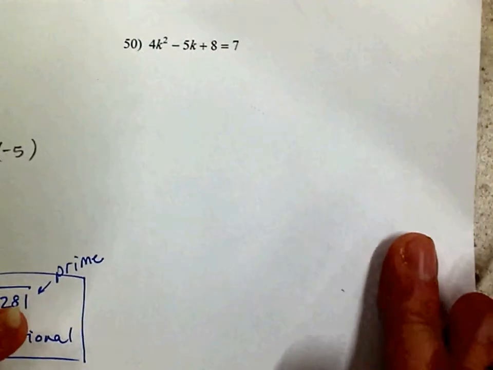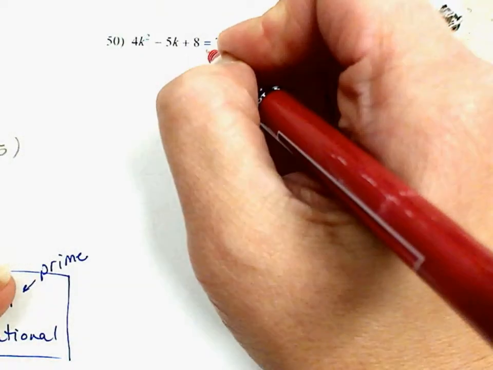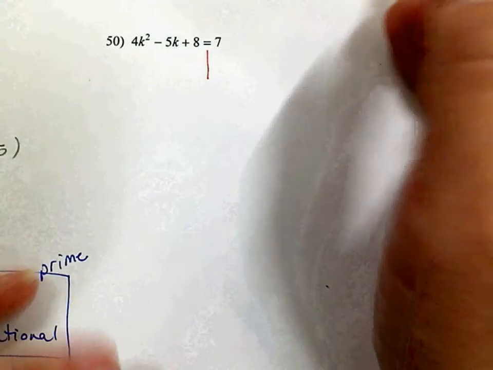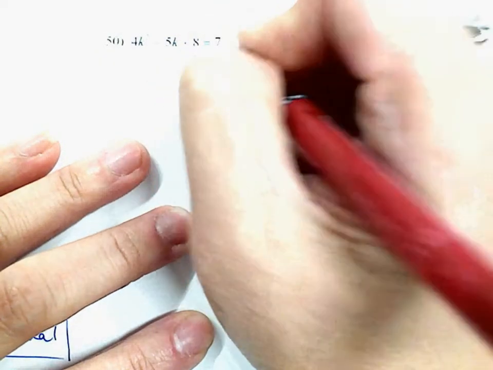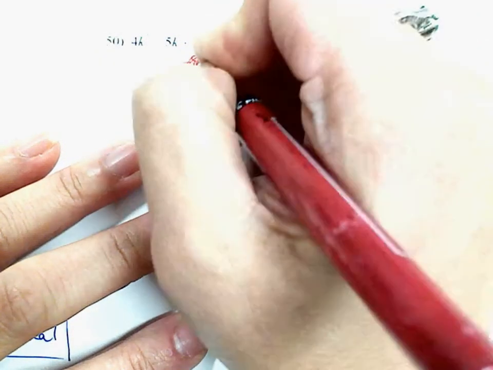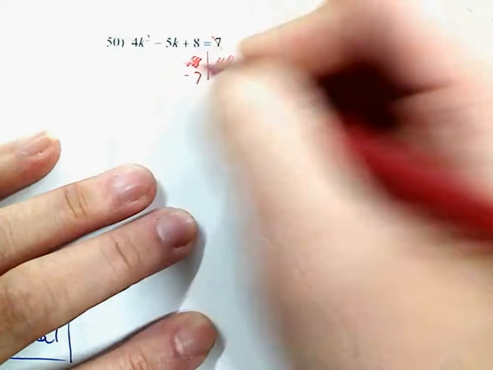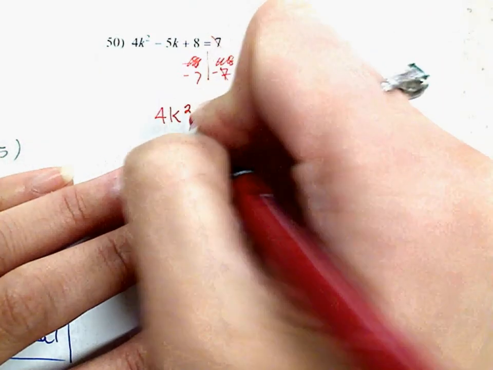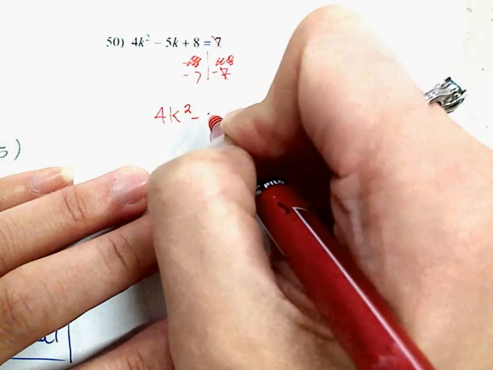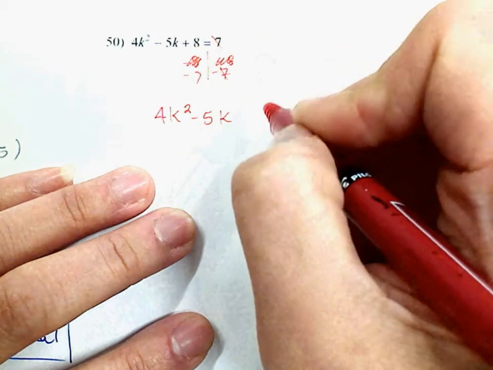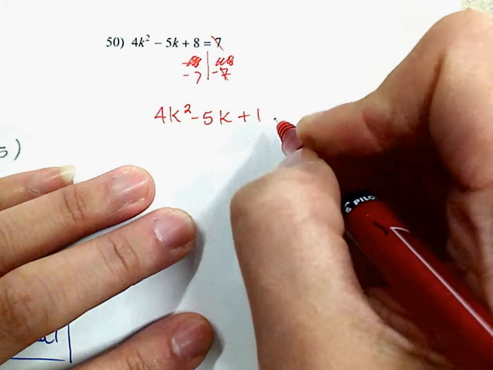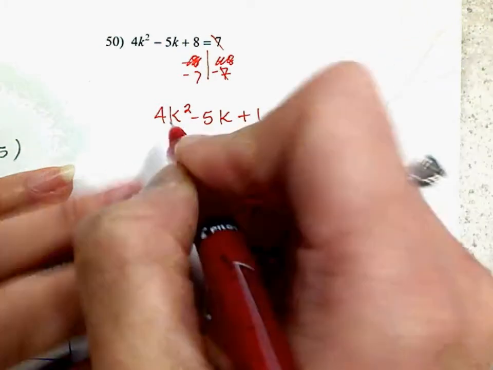All right, let's look at number 50. What do we do with 50? What are you going to do first? Subtract 7. Very good. Okay, so now what do we have? 4k squared, negative 5k, plus 1 equals 0. There's your A, your B, and your C.